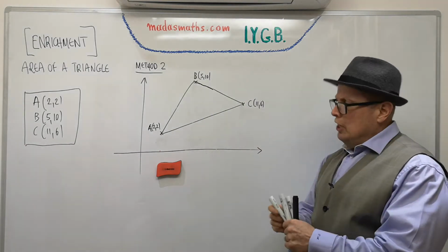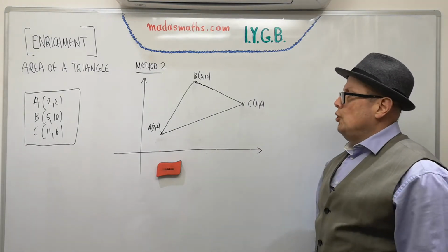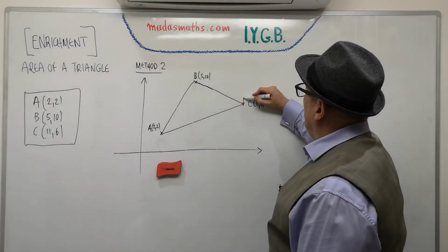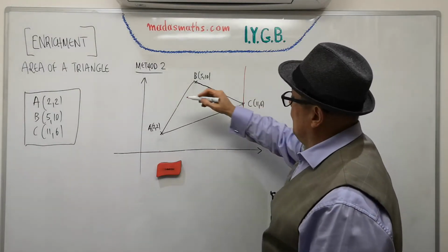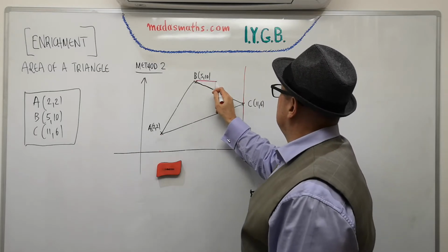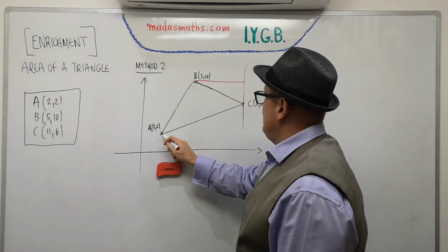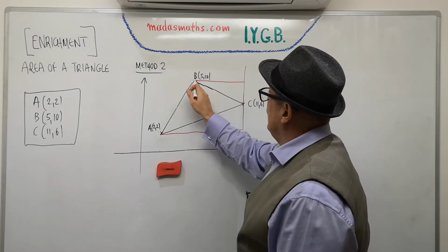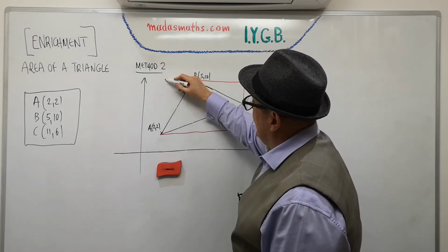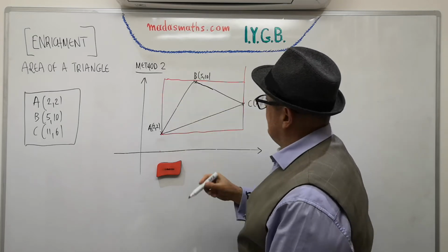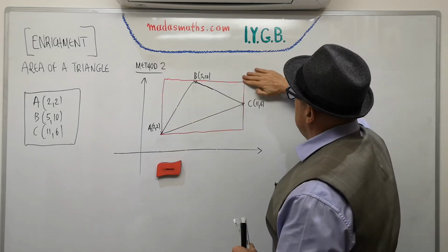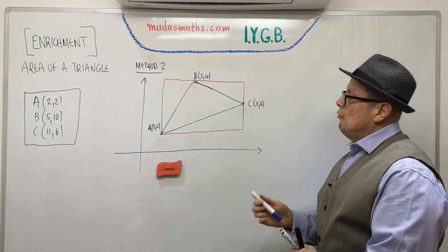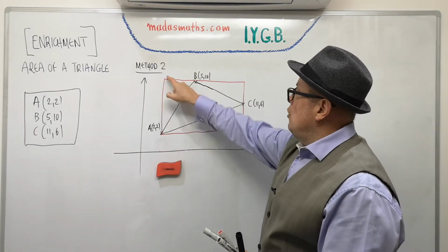Okay, how are we going to do this now? Method 2. My method is boxing it, and boxing it means doing this. I'm going to fit this into a perfect box whose sides are parallel to the X and the Y axis. I don't need that up there. So now I'm going to put some lengths. I'm looking first of all at how long this side is.